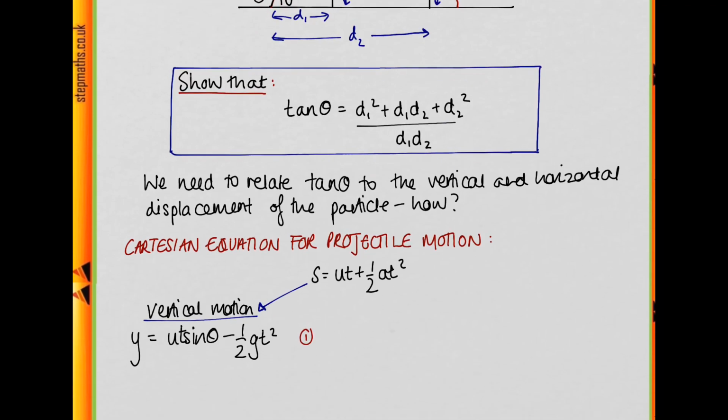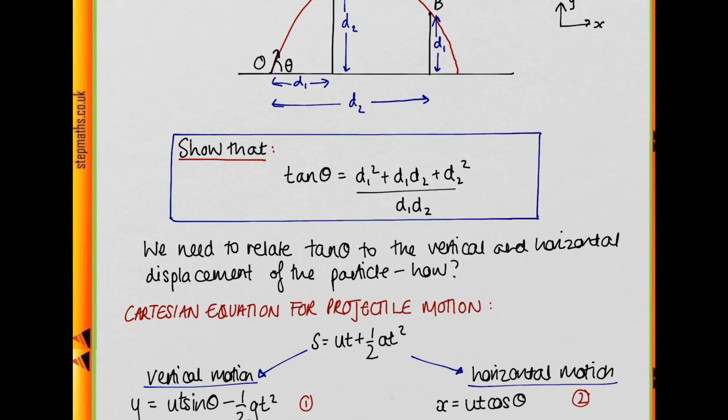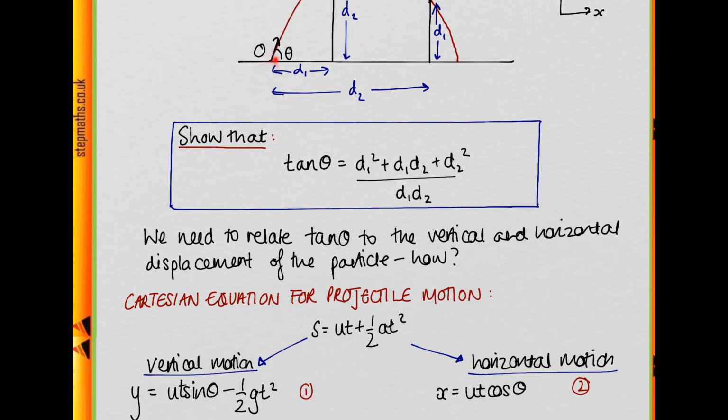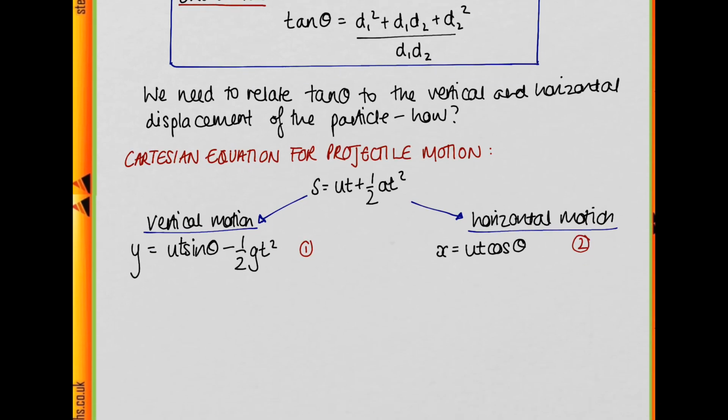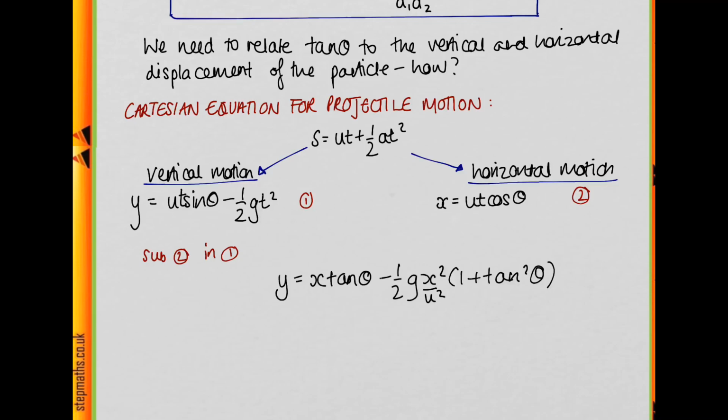Looking at horizontal motion, we know the acceleration in the horizontal direction is 0, and the horizontal component of velocity at O is u cos θ. So we get x = ut cos θ. We can sub equation 2 into equation 1 to eliminate t. You can have a go at this yourself and pause the video, and then I'll show you what the equation comes out as. Finally, relating y and x by subbing 2 into 1, we get y = x tan θ − ½g x²/u² × (1 + tan²θ).